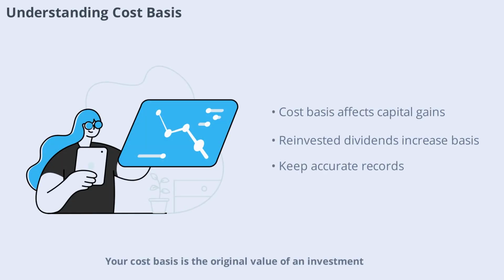Next, let's talk about cost basis and why it matters. Cost basis is the original value of an investment, adjusted for things like reinvested dividends and stock splits. When you sell shares, your cost basis determines how much capital gain or loss you report. If you've reinvested dividends, each purchase increases your cost basis. Keeping accurate records is essential to avoid overpaying taxes when you sell. Many brokerages provide cost basis information, but it's wise to double-check.